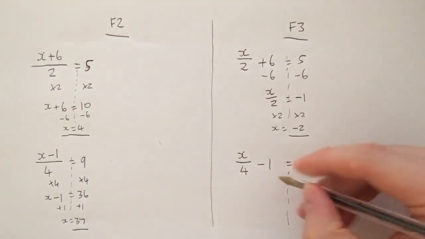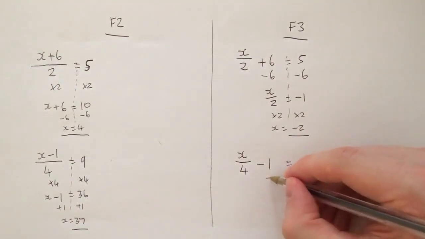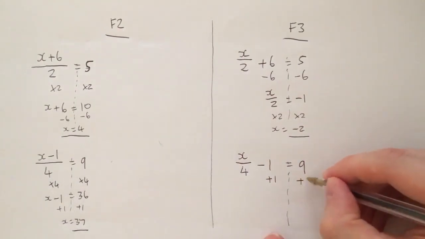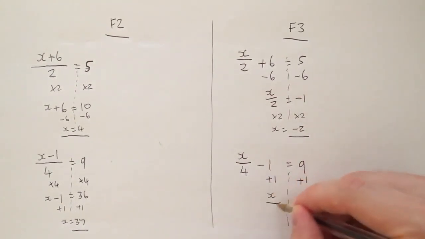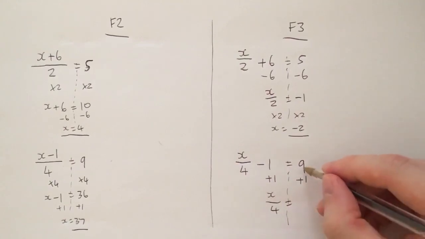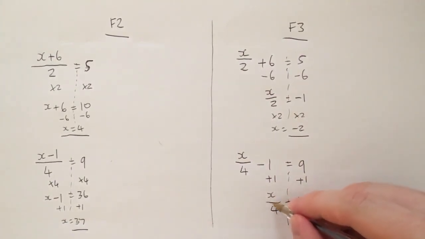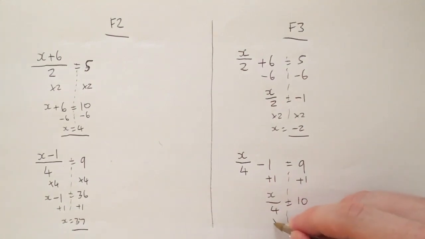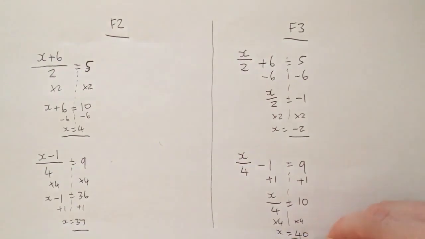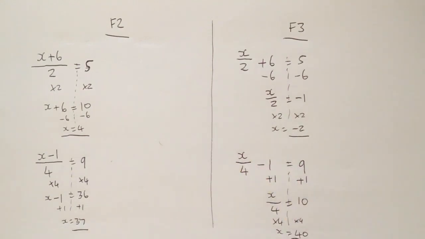So therefore, because it said last, I would deal with that first and do the inverse: add 1. x over 4, that cancels out. 9 plus 1 is 10. Then I have x divided by 4. Inverse of that is times by 4. So x would equal 40. Final answer. Okay, so if you need to pause the video now and compare these two, please do.